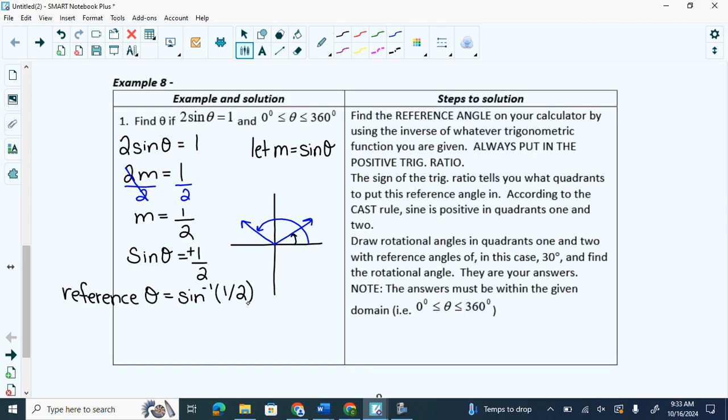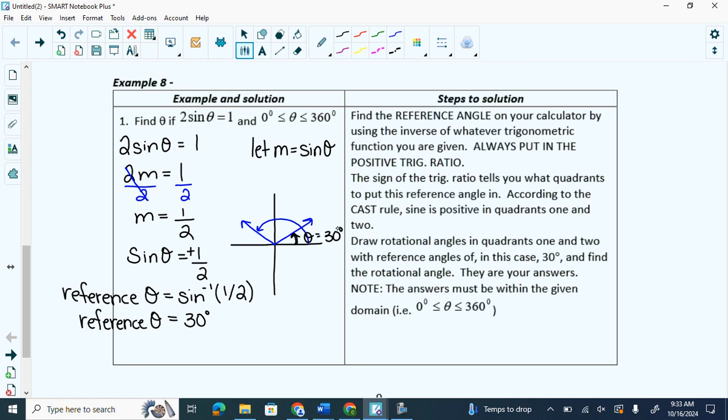What is sine neg 1 of 1/2? You guys should even know this. 30 degrees. I'm off the unit circle. Because when you sine neg 1, you're literally just saying, okay, if I look at the outside of the circle, what angle goes with that? Right? So it's 30. We all agree with that. So what are my two angles then? What's this one? Theta equals 30.